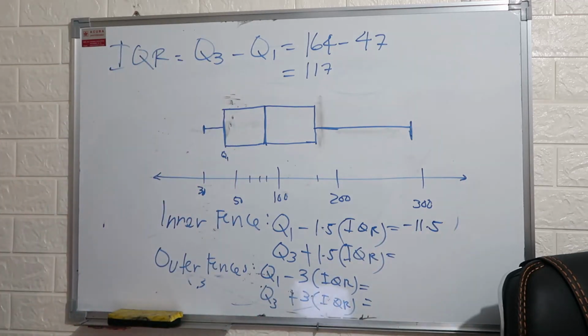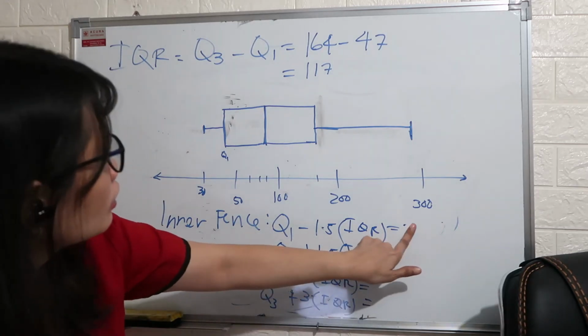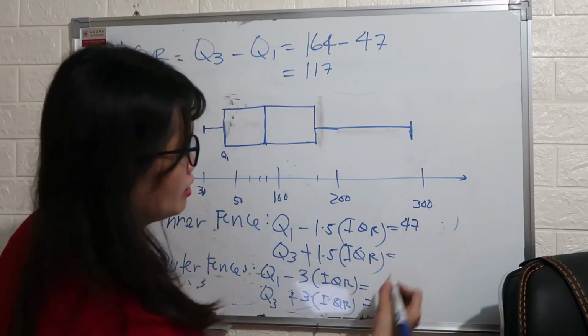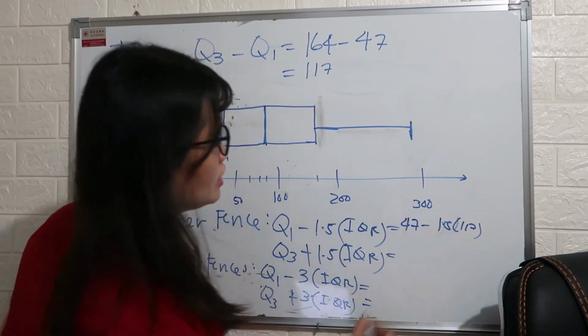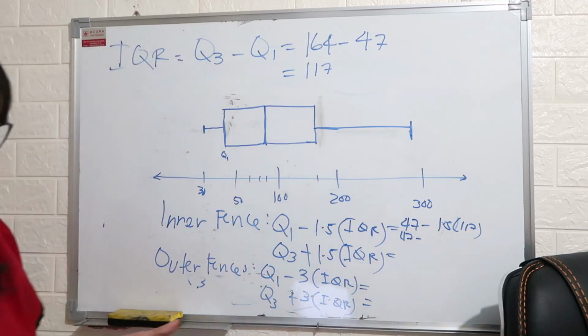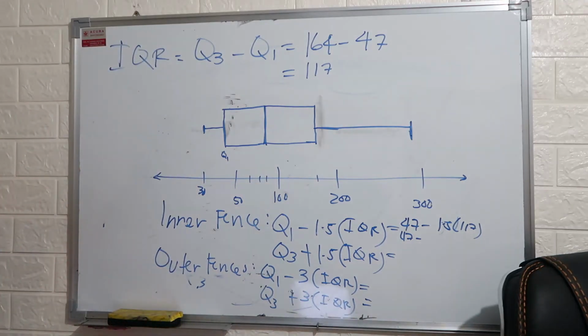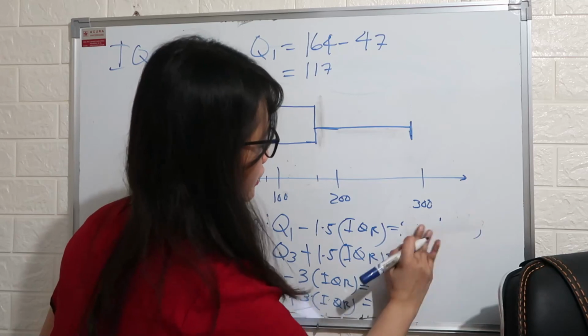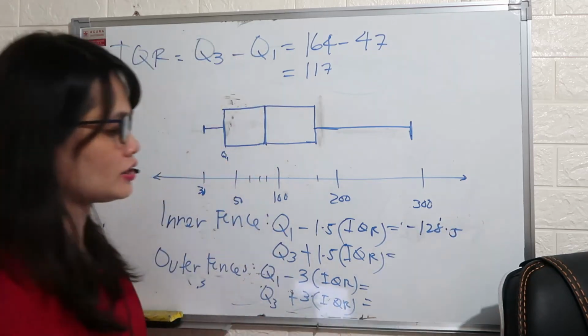What about the other one? Ano yung quartile 1? 47. So 47 minus 1.5 multiplied by 117. So 47 minus 1.5 times 117. Let me check. That is negative 128.5. Yeah, very good. Negative 128.5. Okay, next.